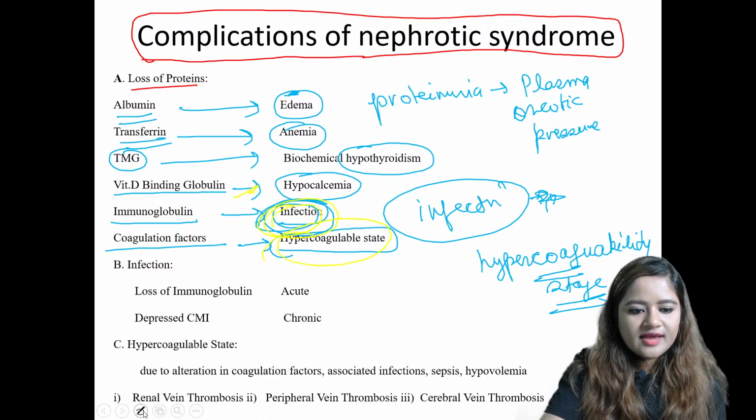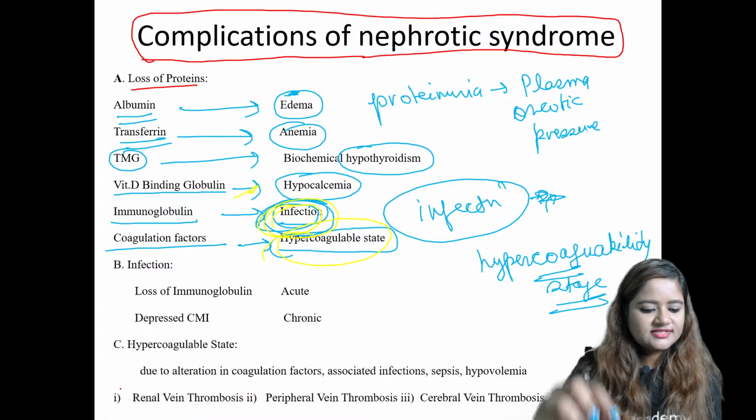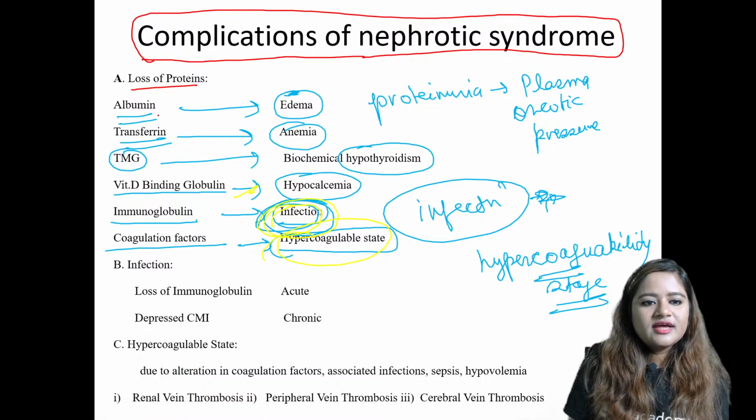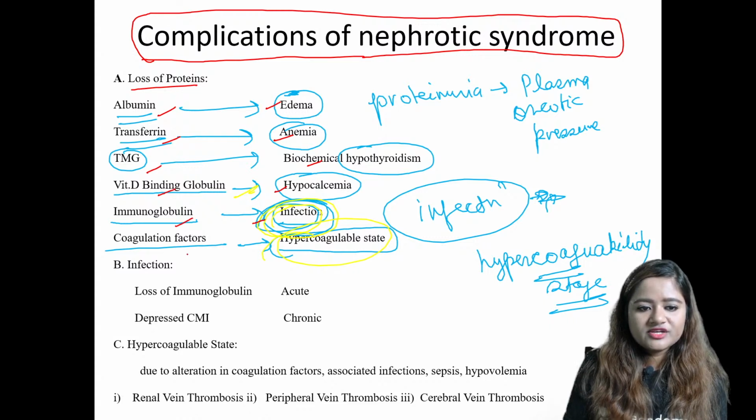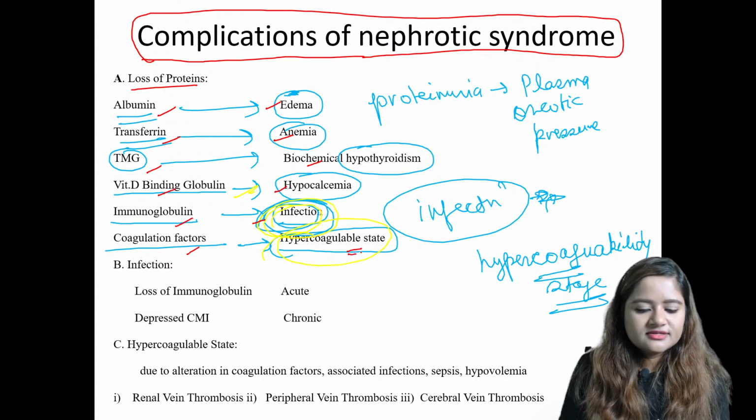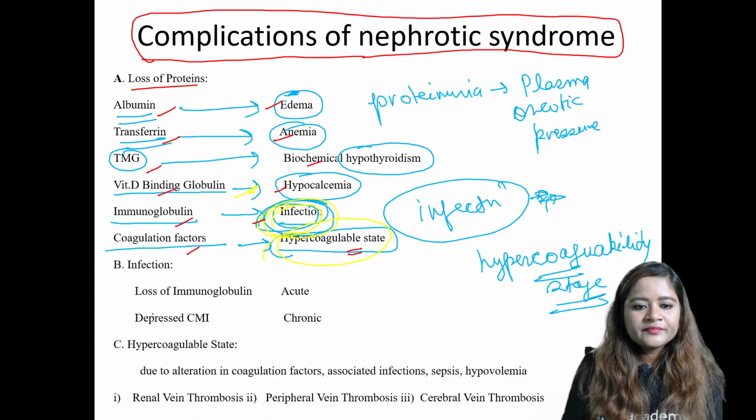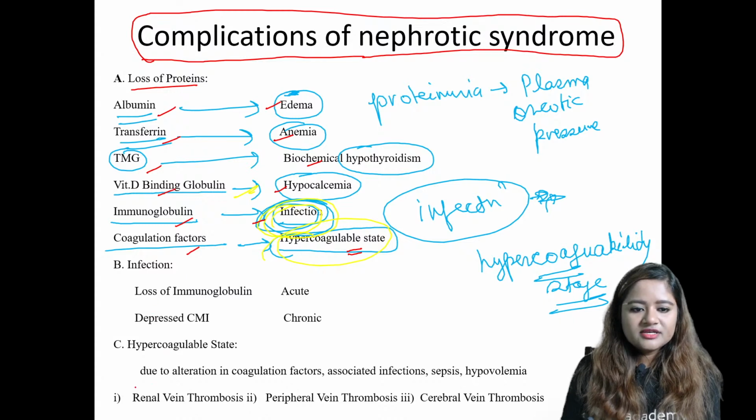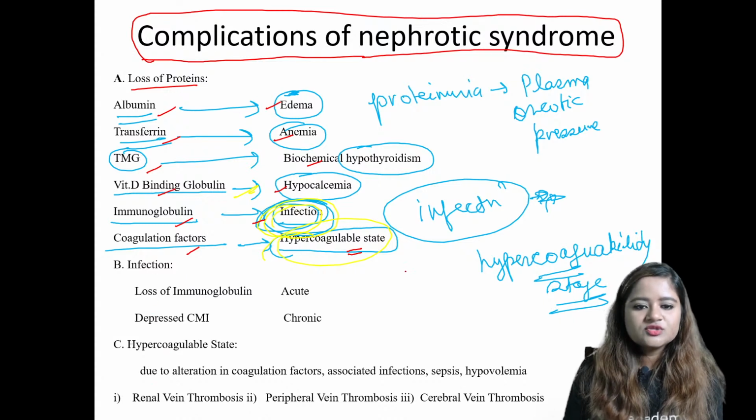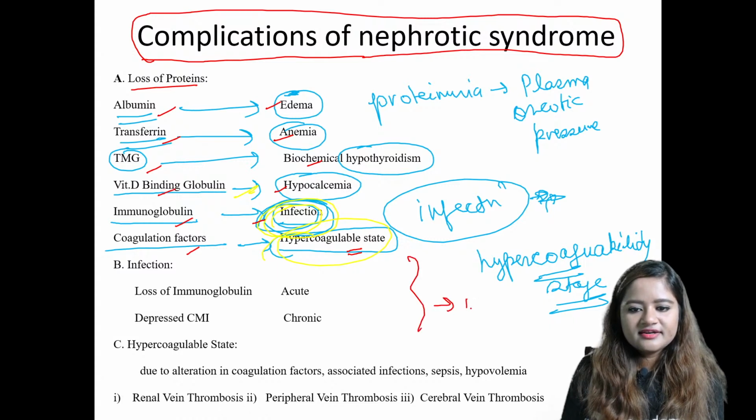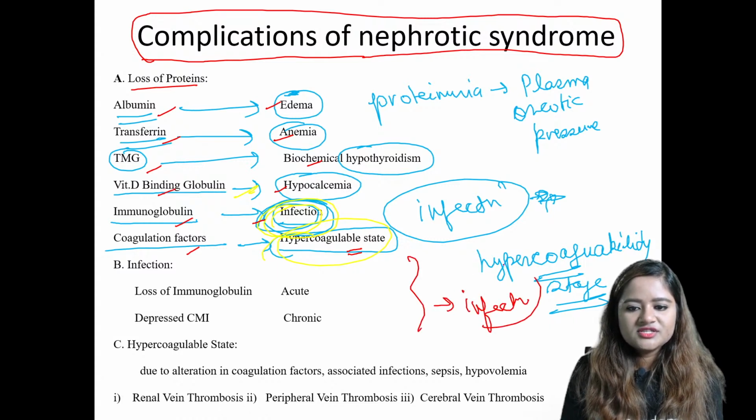ये दो infections और hypercoagulable state पे detailed questions आ सकते हैं. Otherwise you just need to know albumin से edema होगा, transferrin loss से anemia, TMG loss से hypothyroidism, vitamin D loss से hypocalcemia, immunoglobulin से infection, coagulation factor के disturbance से hypercoagulable state. ठीक है. Now infections जो होते हैं they can be acute and they can be chronic as well. So infections की slide आगे that I'll tell you in detail what are the common infections that you need to know.